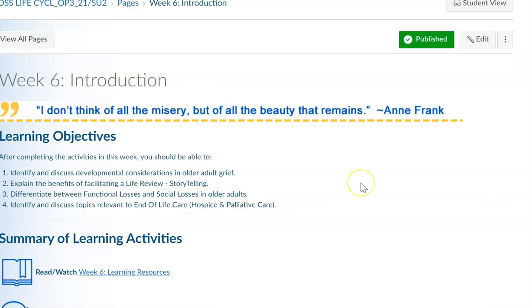So for this week, the learning objectives are as follows: to identify and discuss developmental considerations in older adult grief, to explain the benefits of facilitating a life review, to differentiate between functional losses and social losses in older adults, and to identify and discuss topics relevant to end-of-life care, including hospice and palliative care.